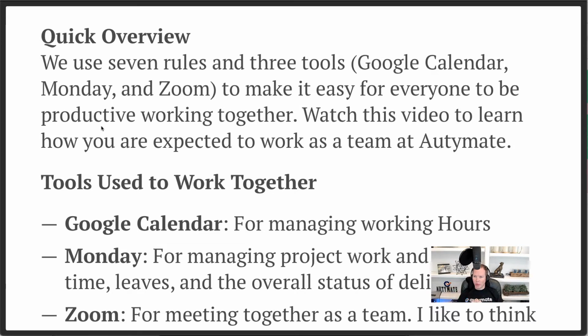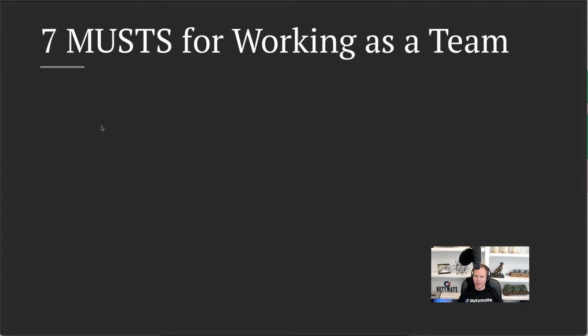We use 7 rules and 3 tools to make it easy for everyone to be productive working together. The tools we use are Google Calendar for managing working hours, Monday for managing project work and tracking time, leaves, and the overall status of deliverables or milestones, Zoom for meeting together as a team. I like to think of Zoom as a virtual office where everybody has rooms, and while they're working, they need to be in a room.